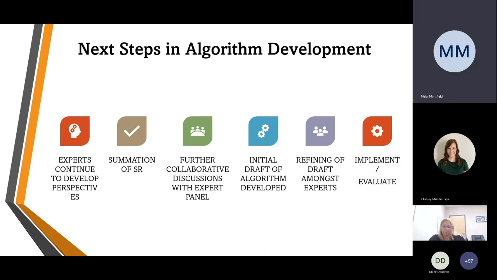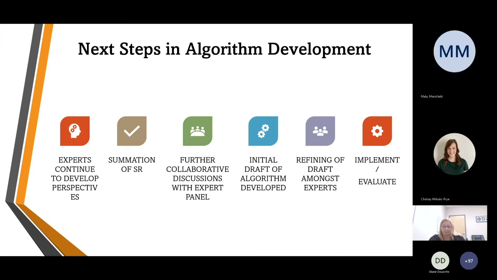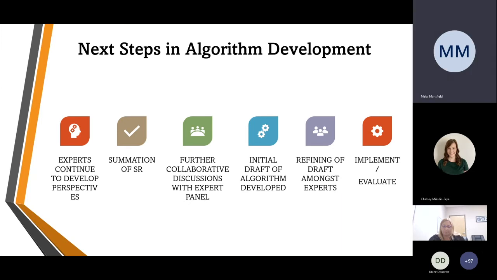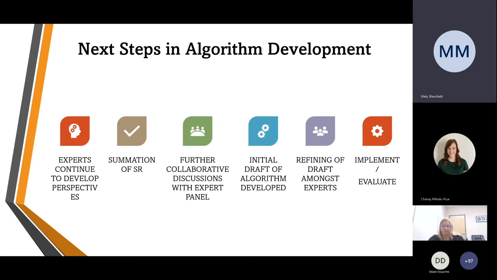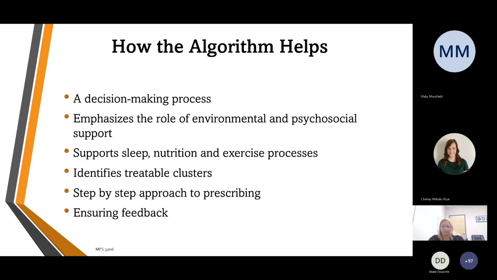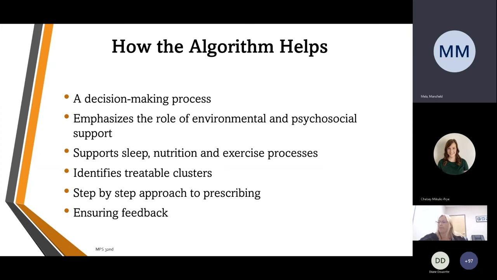Overall, we are now on the last stage of what we have done. So I've described the gathering of the experts, summation of the literature in the form of a systematic review, the collaborative efforts to develop this algorithm, the production of the final copy, and now we are at the point of implementing and evaluating. And I'm going to be calling on the audience to join us in this last stage of the implementation and evaluation. In summary, the algorithm that we worked on to produce is a decision-making process.